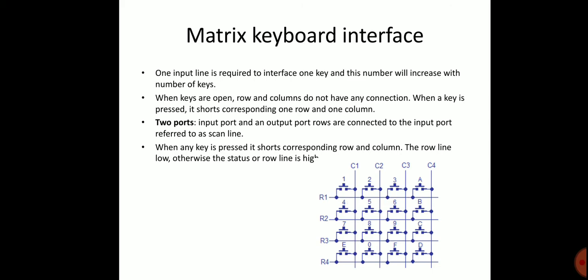One input line is required to interface one key, and this number will increase with the number of keys. When keys are open, rows and columns do not have any connections. When a key is pressed, it connects the corresponding one row and one column. Two ports are used, an input port and an output port. Rows are connected to the input port, referred to as scan lines. When any key is pressed, it connects the corresponding row and column, and the row line goes low, otherwise the status of the row line is high.